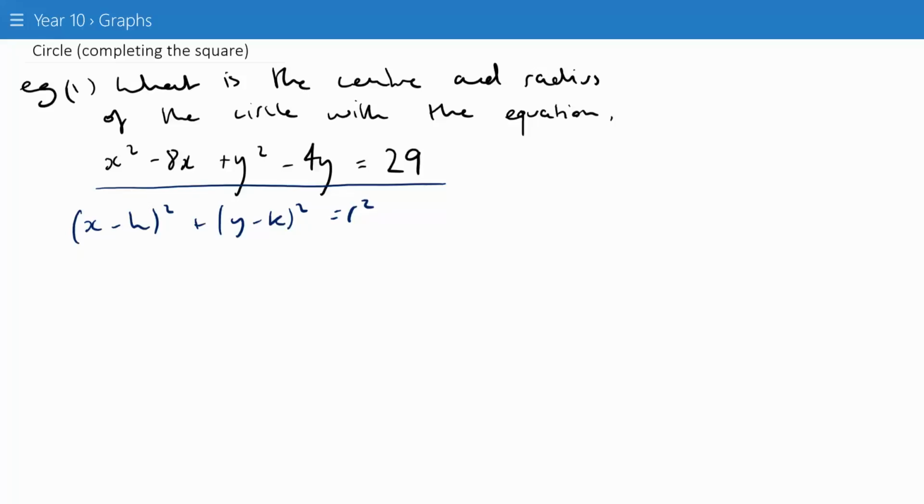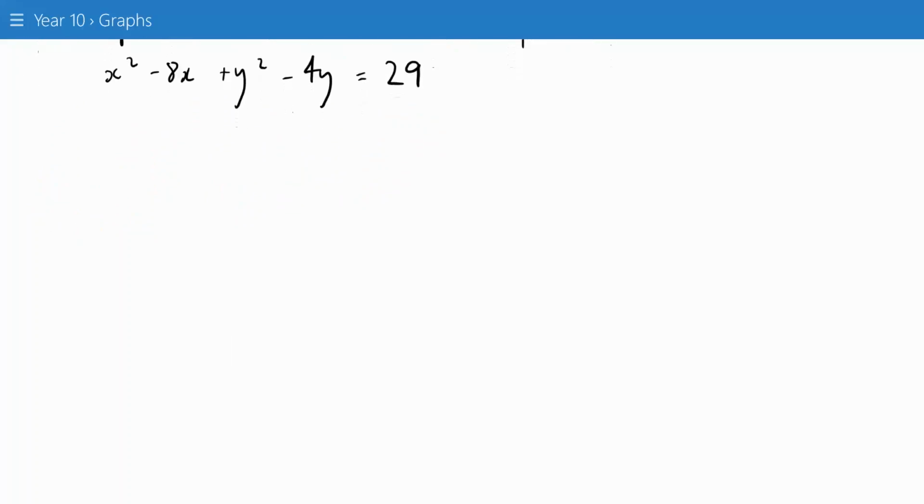Sometimes you're asked an equation like this, and that's really nice to find the center and the radius, but sometimes you're asked it like this, and we have to complete the square and get back to this equation. So let's just jump straight into an example. There is more of a detailed explanation in a previous video. What is the center and radius of the circle with the equation x squared minus 8x plus y squared minus 4y equals 29? Let's just deal with this first.